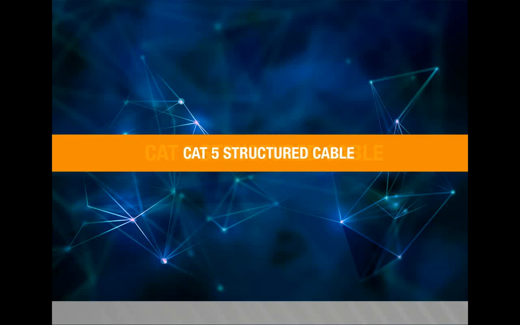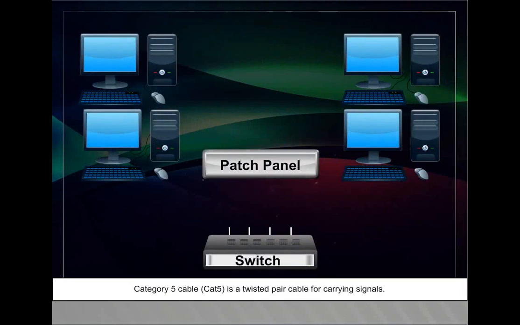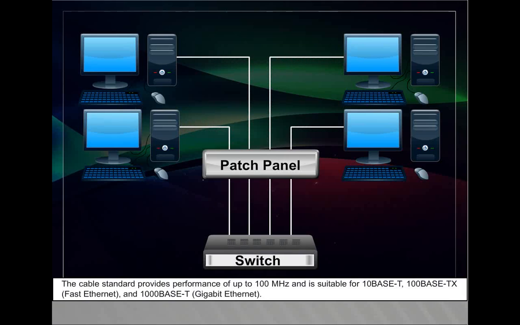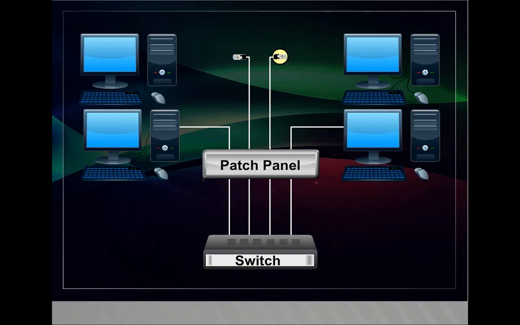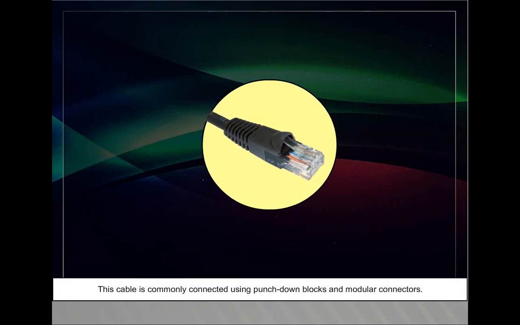Cat5 structured cable. In this video, we are going to learn about Cat5 structured cable. Category 5 cable, that is Cat5, is a twisted pair cable for carrying signals. The cable standard provides performance of up to 100 MHz and is suitable for 10 base T, 100 base TX, that is fast Ethernet, and 1000 base T gigabit Ethernet. This cable is commonly connected using punch-down blocks and modular connectors.